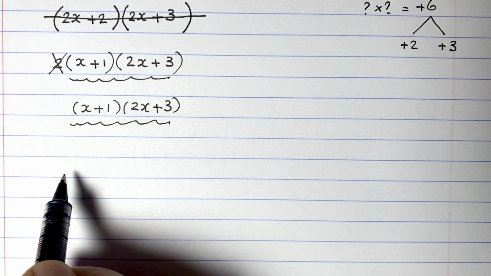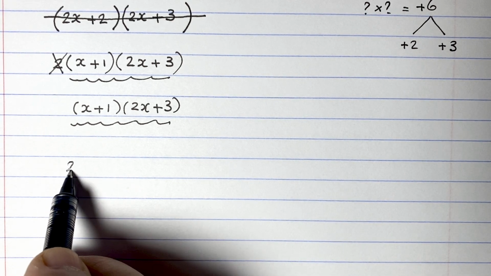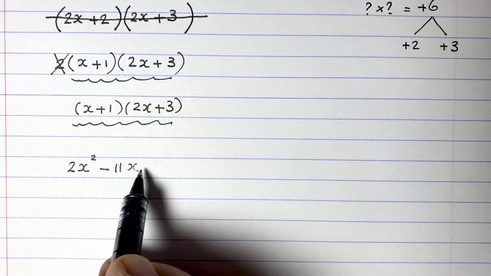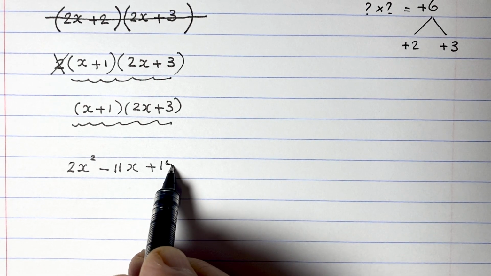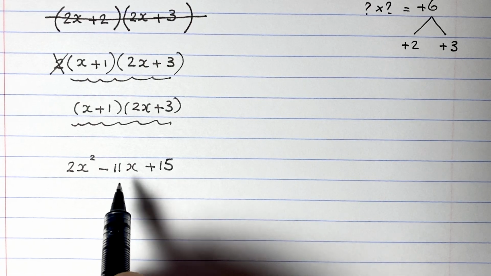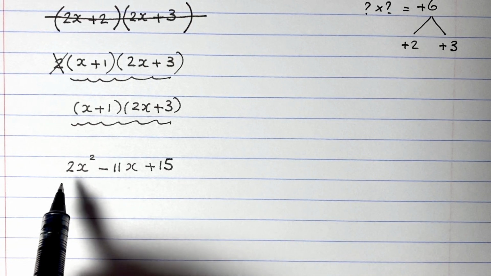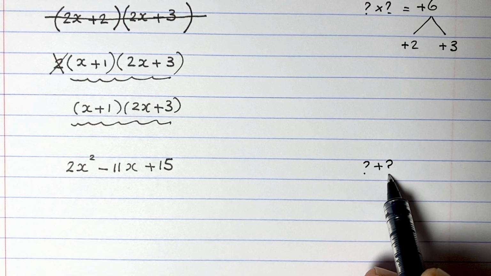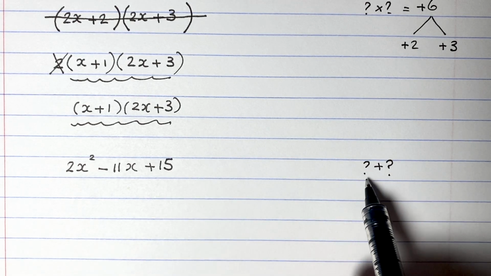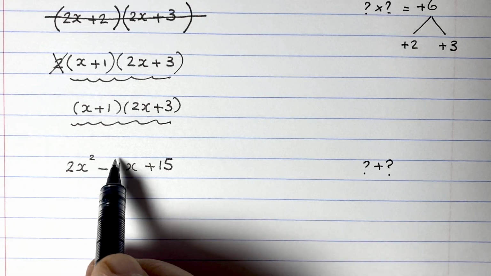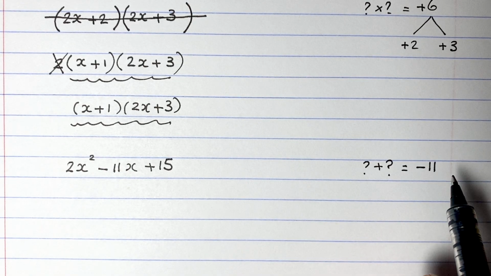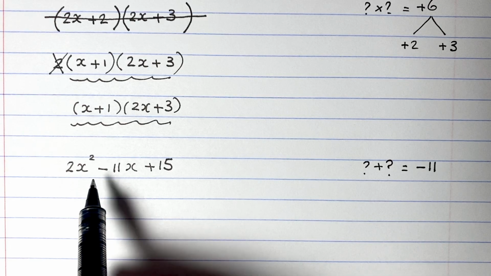Next question would be, say, 2x squared minus 11x plus 15. I shall go through both methods. Method 1 and 2 both have the same initial working out. I'm looking for two numbers that add to give me minus 11. Why minus 11? Because minus 11 is the coefficient of x.